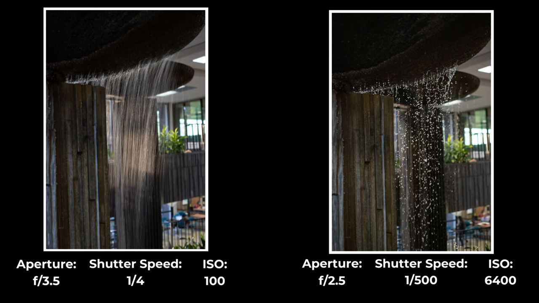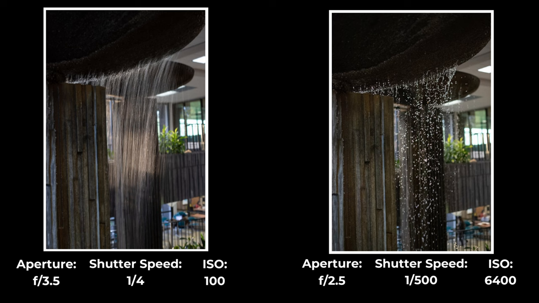And so since I was getting more light hitting the sensor due to a slower shutter speed, I had to use a lower ISO sensitivity number and an aperture that was a bit more narrow in order to capture a well-exposed image that wasn't too overexposed.